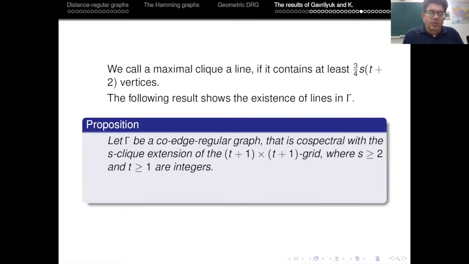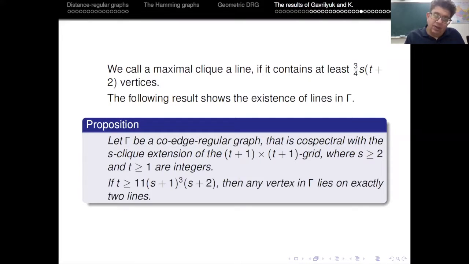So if you have a co-S regular graph gamma that is co-spectral with the S-clique extension of the t plus 1 times t plus 1 grid, where co-spectral means with the same spectrum, where S is at least 2 and t at least 1 are integers, then if t is 11 times s to the power 4, say, any vertex in gamma lies on exactly 2 lines, not more and no less. It cannot be more than 2. That is easy because then the sum will be too large. So that is not possible.